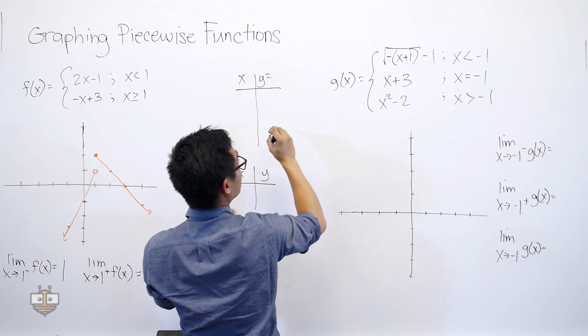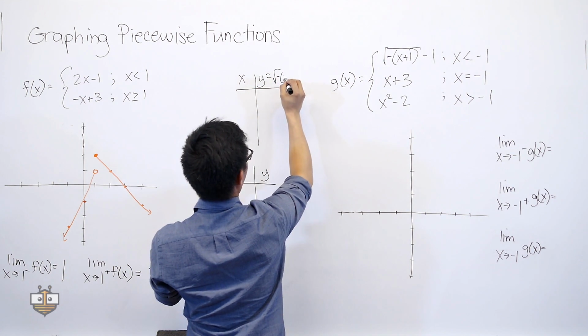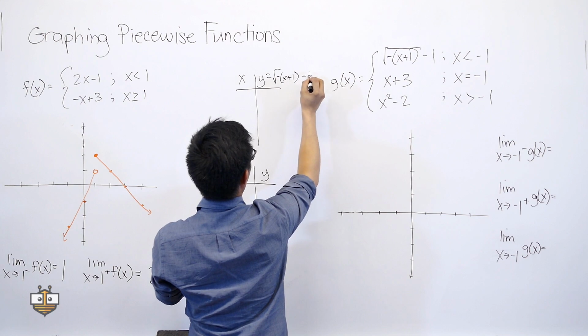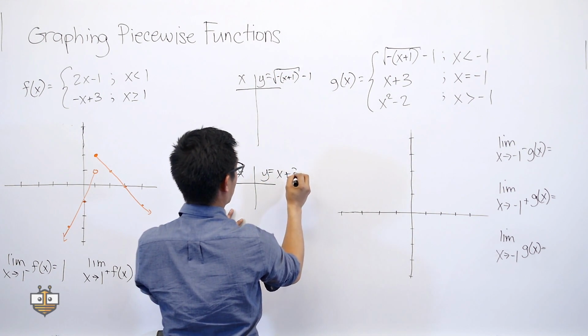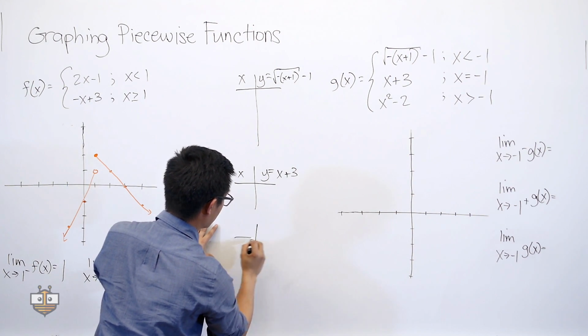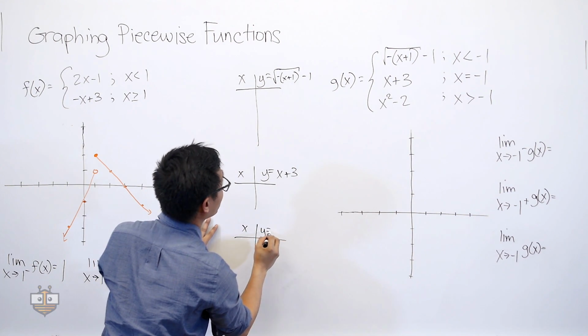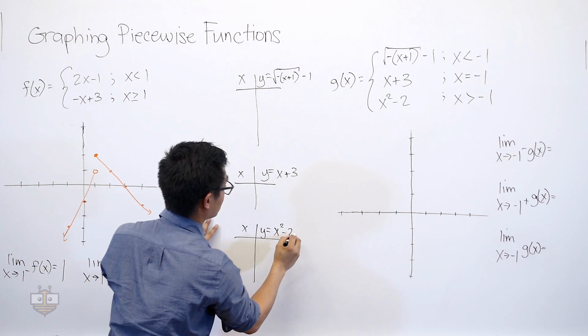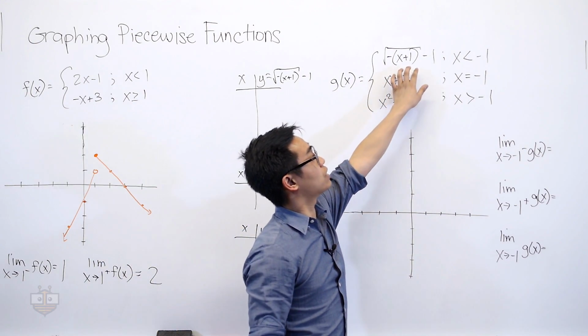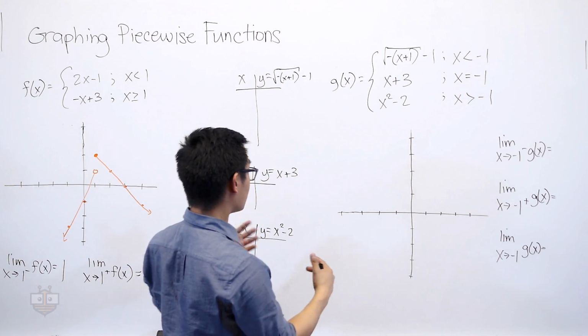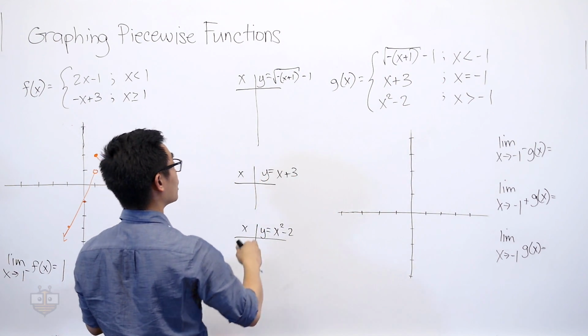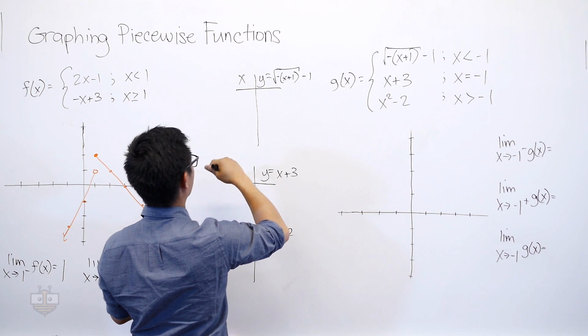We'll create one table of values for the function the square root of (x plus 1) minus 1. We'll create another table of values for x plus 3, and we'll create another one for y is equal to x squared minus 2. For the top function, which is supposed to be only to the left of -1, what x values will you choose? You can choose any values that are to the left of -1.